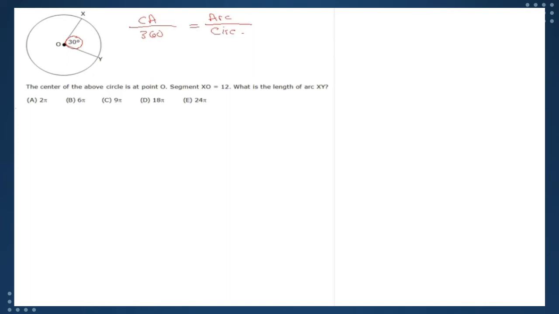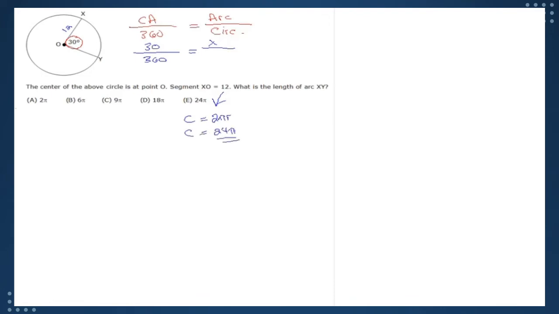Now we have to actually fill in our values. So we know what the central angle is. It's 30. We know that the total degree measurement of the circle is 360. We don't know the arc length, which is obvious because they're asking for it. And we have to determine the circumference. Since segment XO is 12, we see that that's the radius. Remember, circumference is 2 pi r. So circumference is 24 pi.